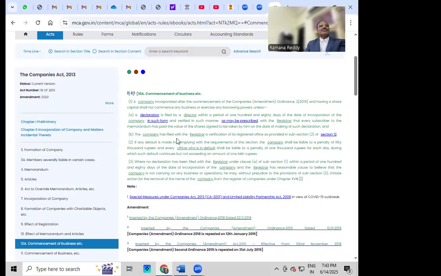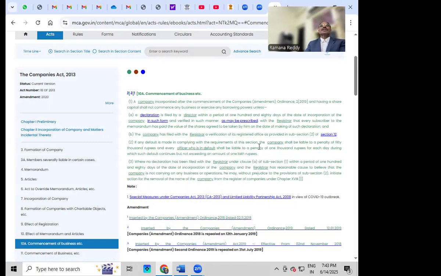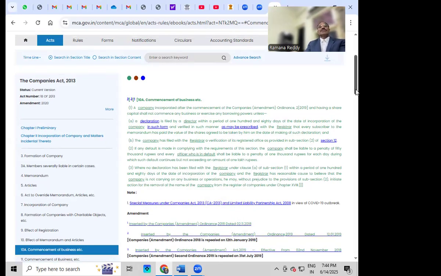The company has filed with the registrar a verification of its registered office as provided in subsection 2 of section 12. If any default is made in complying with the requirement of this section, the company shall be liable to a penalty of 50,000 rupees and every officer in default shall be liable to a penalty of 1,000 rupees for each day during which such default continues, but not exceeding 1 lakh. 1 lakh is the upper limit.